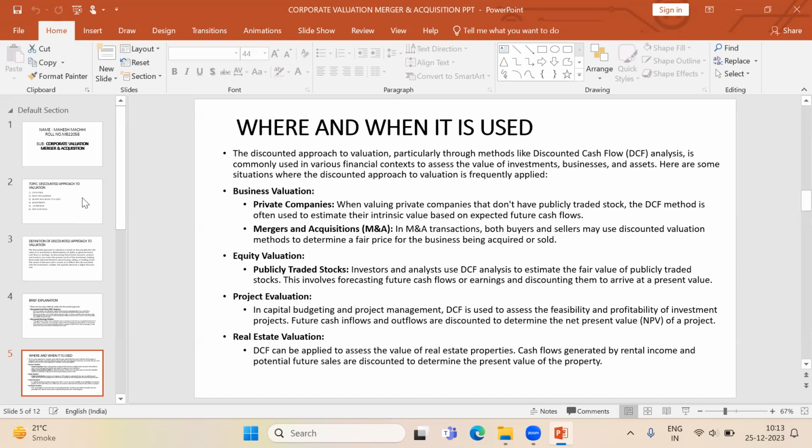Project evaluation. In capital budgeting and project management, DCF is used to assess the feasibility and profitability of investment projects. Future cash inflows and outflows are discounted to determine the net present value of a project. Real estate valuation. DCF can be applied to assess the value of real estate properties. Cash flows generated by rental income and potential future sales are discounted to determine the present value of the property.